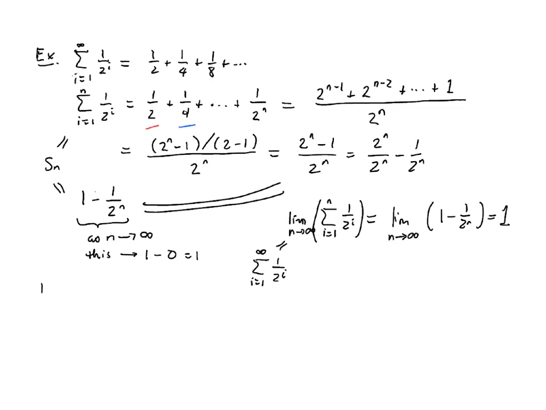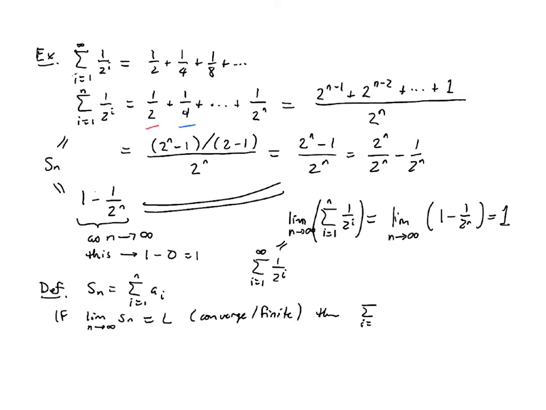So, we make a definition. That definition is that we consider the nth partial sum, summation i equals 1 to n of a sub i in general, and we say if the limit as n goes to infinity of Sn converges and is equal to L, so I'm converging to some finite number, then the summation i equals 1 to infinity of the a sub i's, the infinite series, is equal to L. And in this case we say that the series converges.